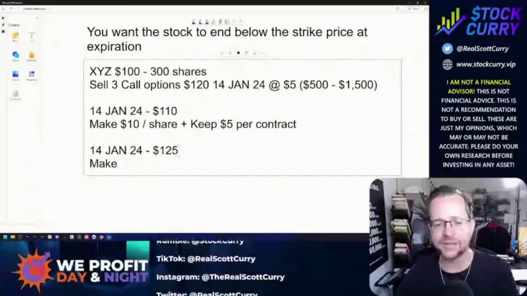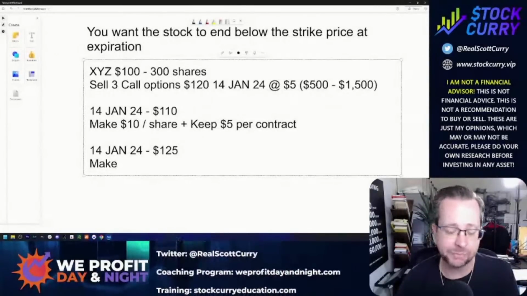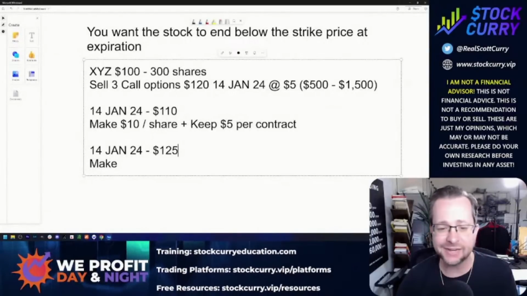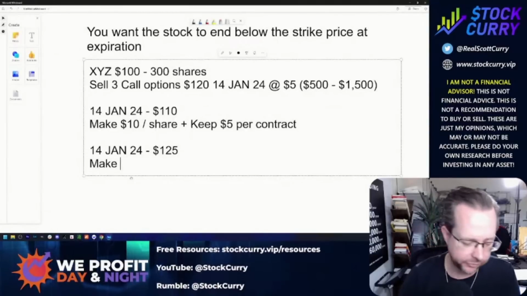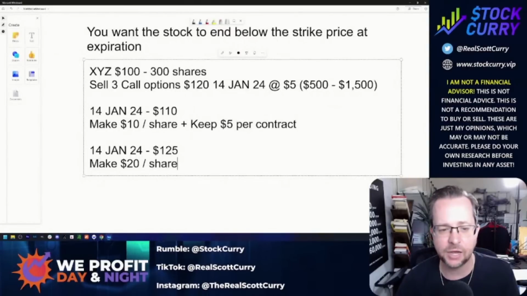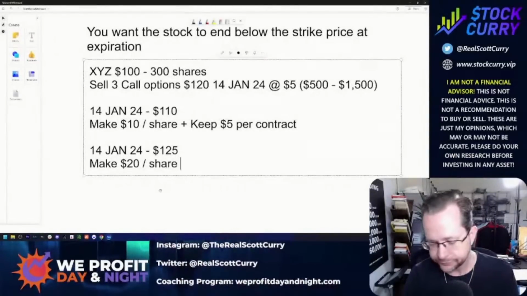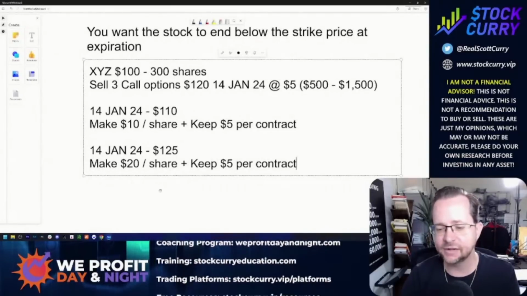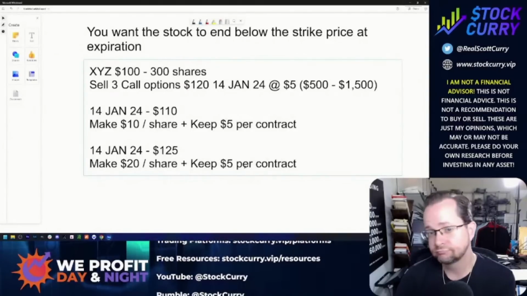Well, the contract's going to end up getting exercised at $120 because the buyer of this contract wants to buy your shares for $120 and then sell them on the open market for $125. So you got to sell your shares to the contract buyer for $120, which means you're going to make a profit of $20 per share. Okay. That's the $120 minus the $100. $20 per share is what your profit is going to be. But guess what? You also get to keep that $5 premium per contract. So at the end of the day, you're still getting the $25 per share. Pretty cool, right?